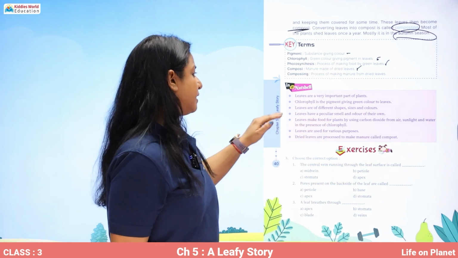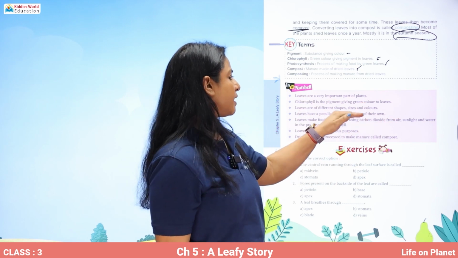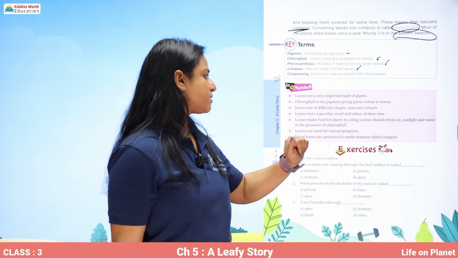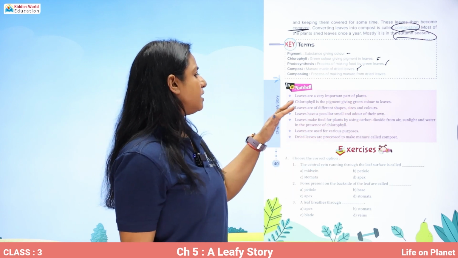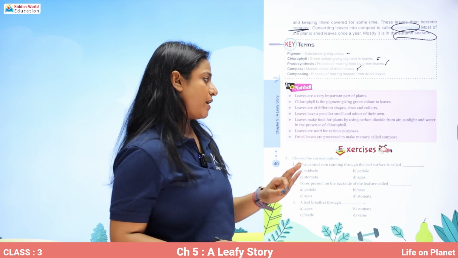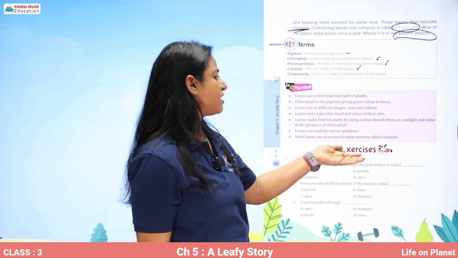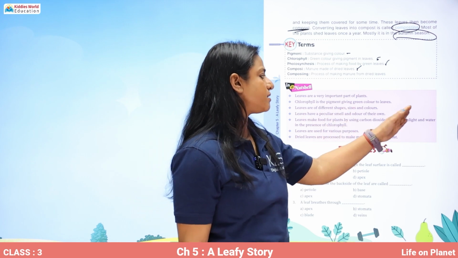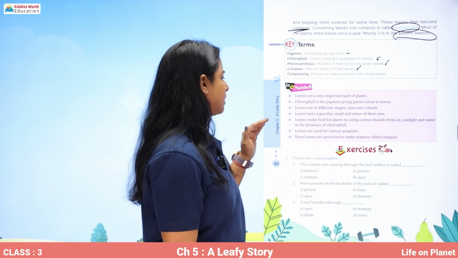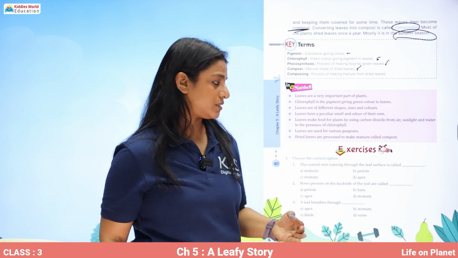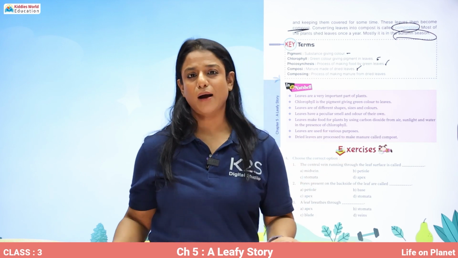Also remember that leaves are very important parts of the plant. Chlorophyll is the pigment giving green color to the leaves. Leaves are of different shapes, sizes and colors. Leaves have a peculiar smell and odor of their own. Leaves make food for plants by using carbon dioxide from air, sunlight and water in the presence of chlorophyll. Leaves are used for various purposes. Dried leaves are processed to make manure called compost.